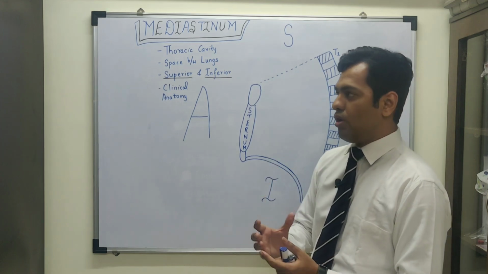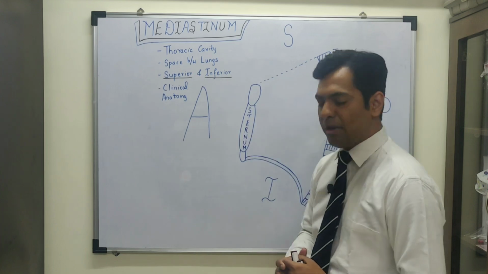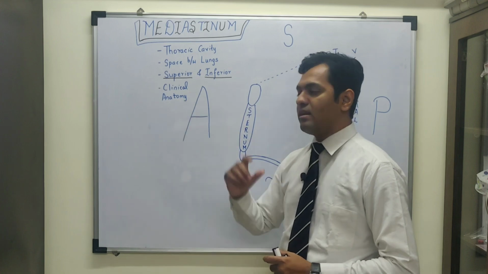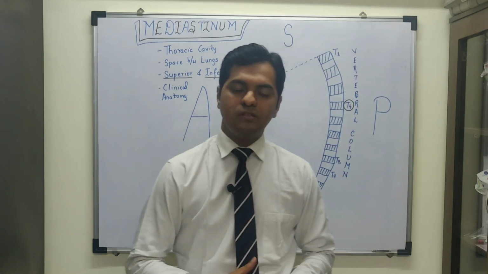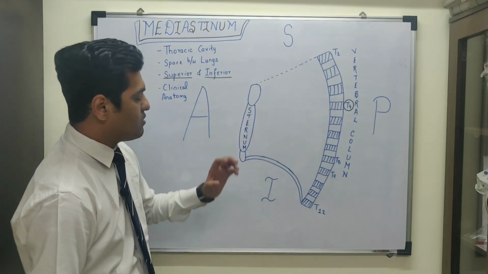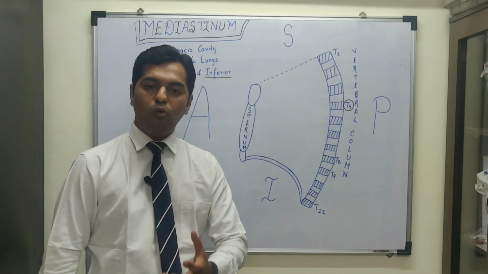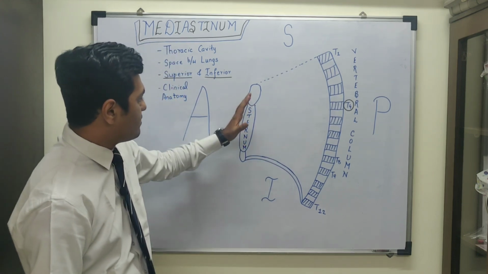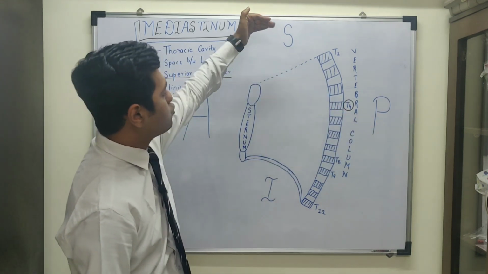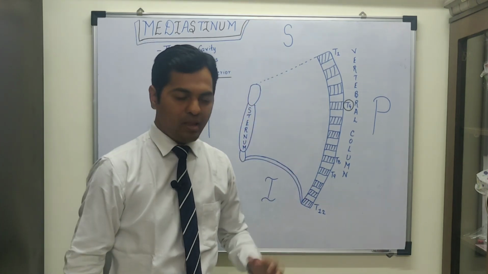What we are going to discuss overall is the contents, the divisions, that is superior and inferior mediastinum, the boundaries, as well as about its clinical anatomy. So let us first discuss the boundaries of the mediastinum. As you can observe in this diagram, there are certain structures which have been made in order to define the boundary of mediastinum. So it has an anterior boundary, it has a posterior boundary, it has superior, inferior, and it will have lateral boundaries as well.